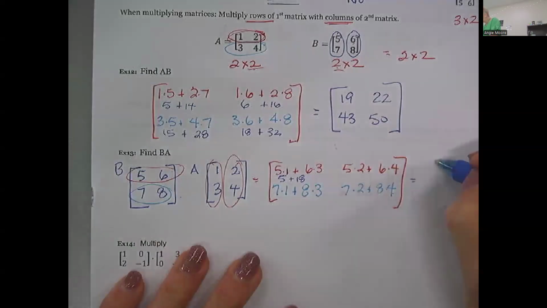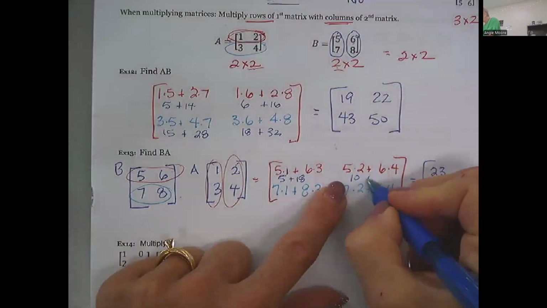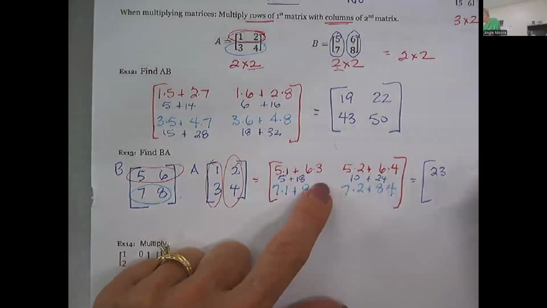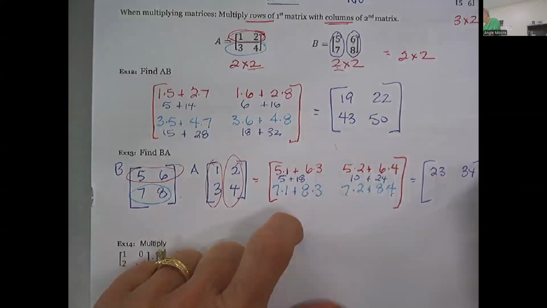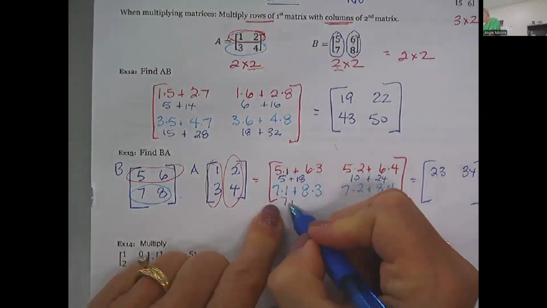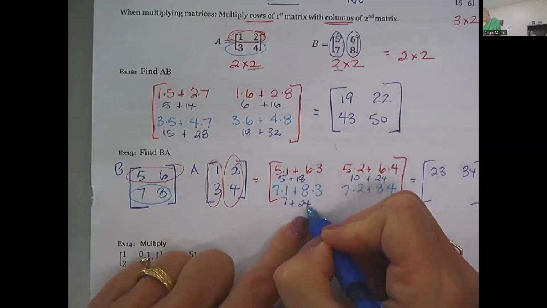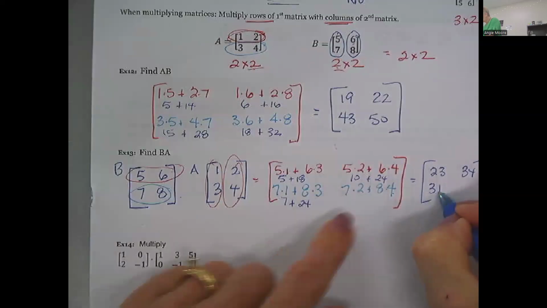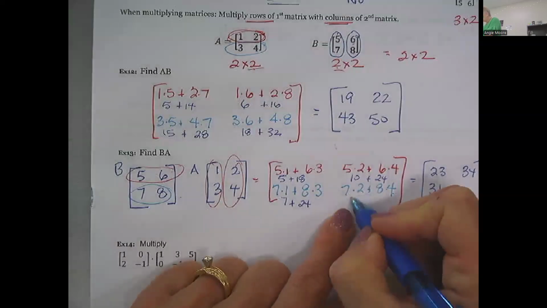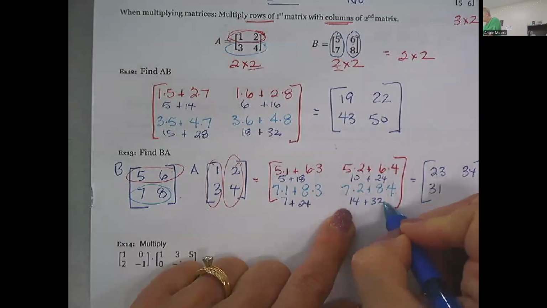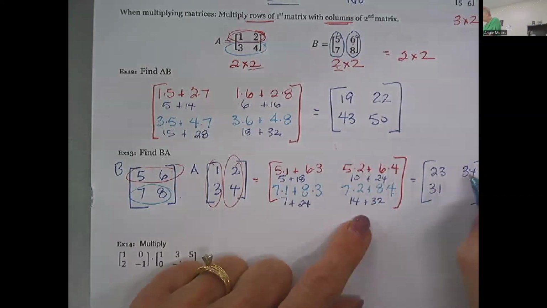5 plus 18 gives us 23. We have 10 plus 24, 34. 7 plus 24, 31. And that would be 14 plus 32, bigger numbers, 46.